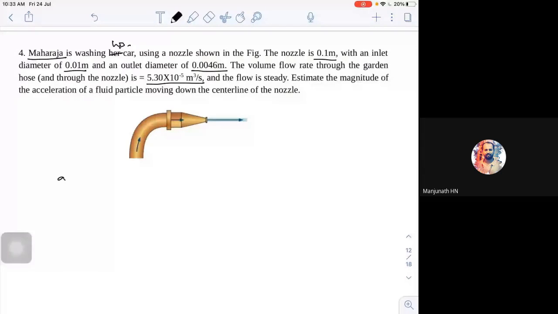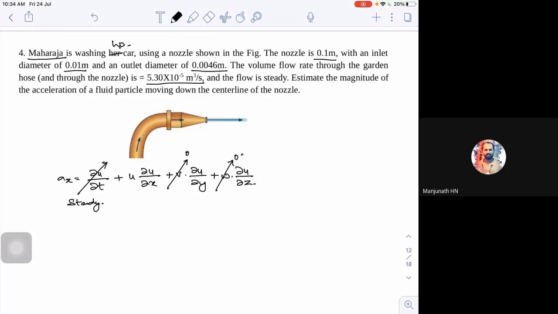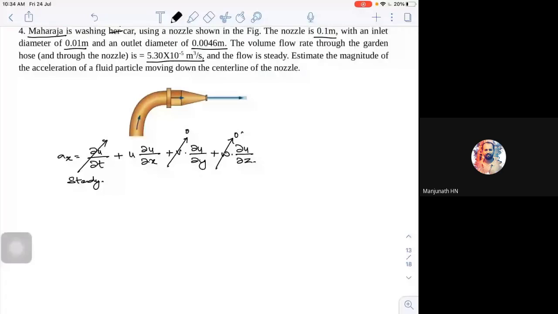Say for example in the x direction, we have the local component, which is dou u by dou t, plus u into dou u by dou x, plus v into dou u by dou y, plus w into dou u by dou z. Now this particular problem statement is a steady flow problem. So the local component is 0. There is no velocity component in y and z, as the flow is along the center line. So what will happen? I'm going to have a of x, or the acceleration, equal to u into dou u by dou x.